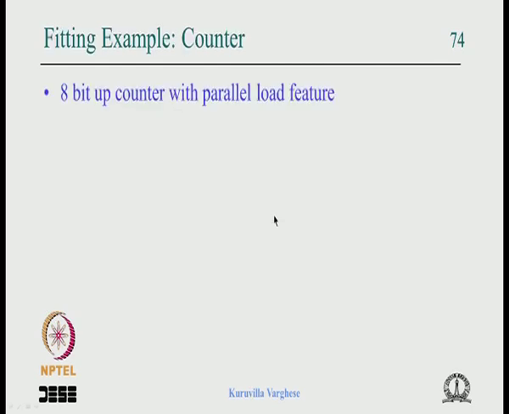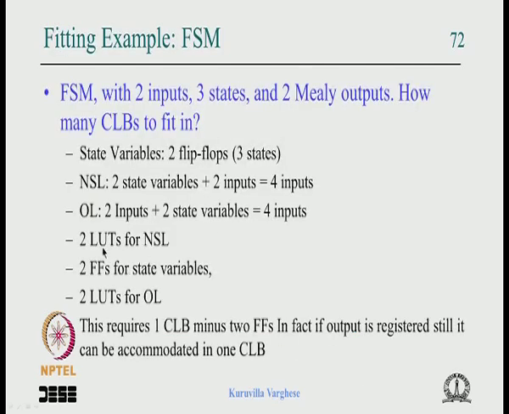So this requires 4 lookup tables and 2 flip flops. So basically this requires 1 CLB minus 2 flip flops. So you can see the power of this architecture. A small state machine requires only 1 CLB to implement.